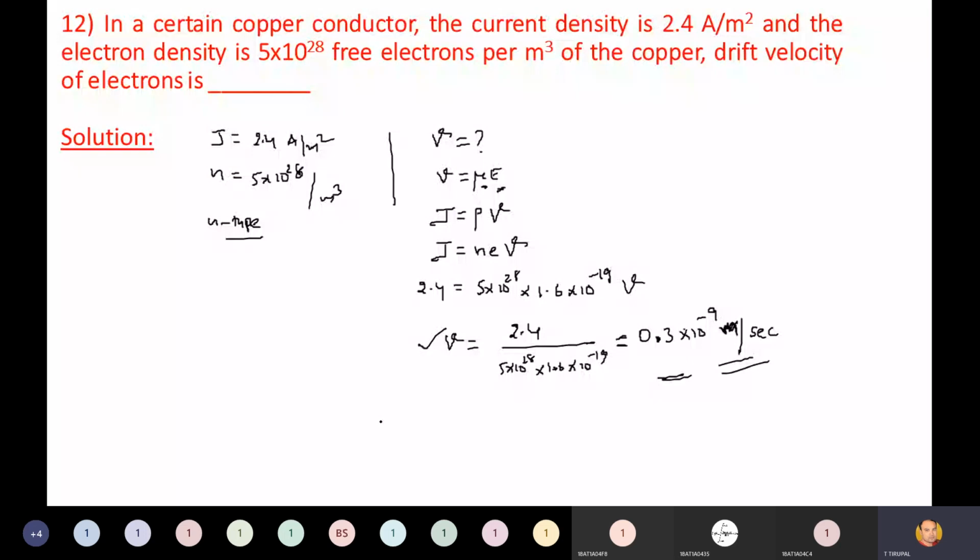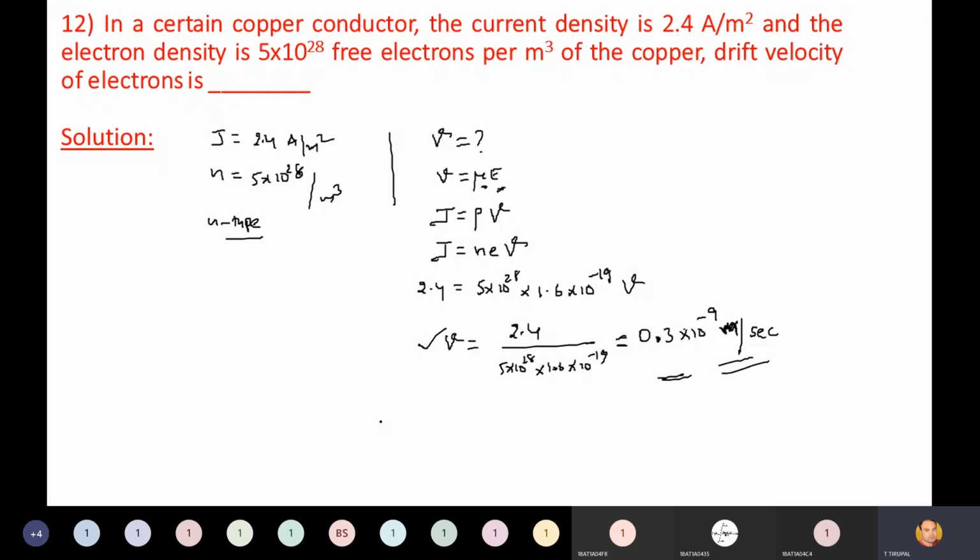Drift velocity. Some have given volts per meter. Volts per meter is the wrong answer, no? Yeah, 0.3 nanometers per second. That is the right answer. Okay. Let us go for another problem.